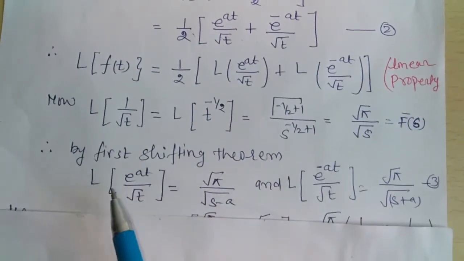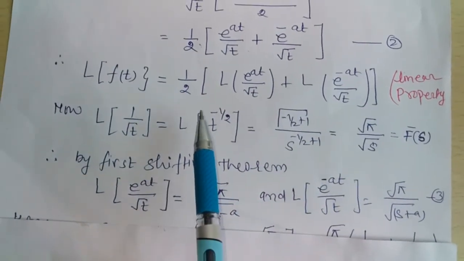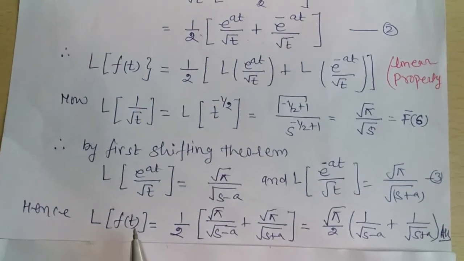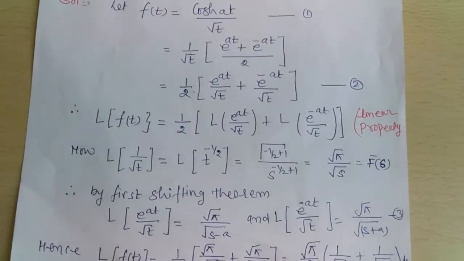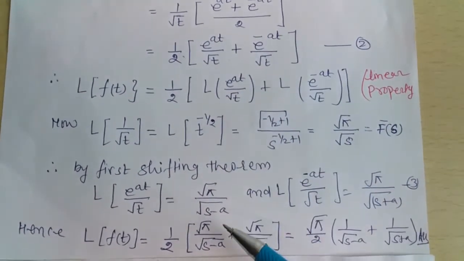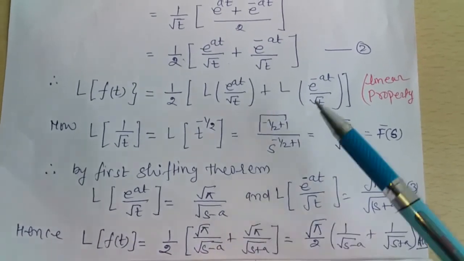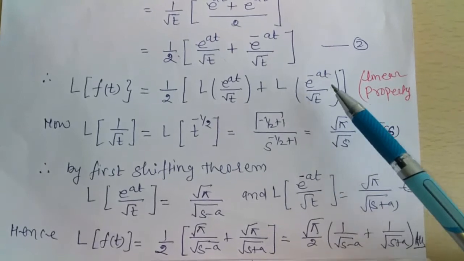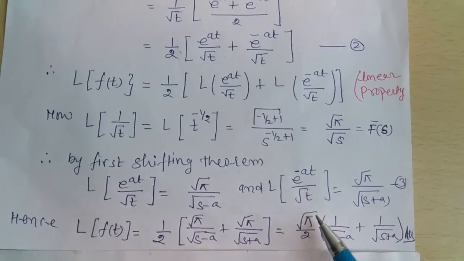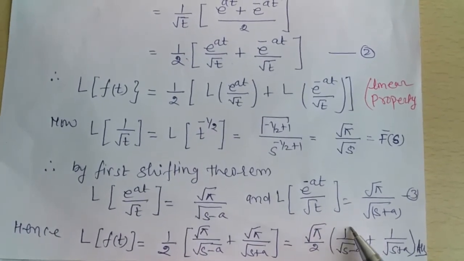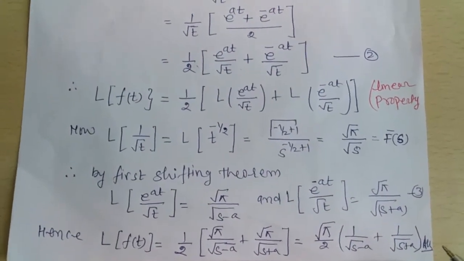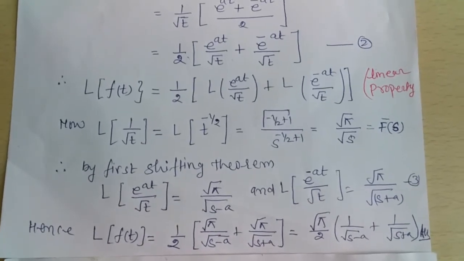Now putting these values in this expression, we get the Laplace transform of f(t), that is the Laplace transform of hyperbolic cos at upon root t, is 1 by 2 [root pi by root (s minus a) plus root pi by root (s plus a)]. So root pi is common, and finally we get root pi by 2 into [1 upon root (s minus a) plus 1 upon root (s plus a)]. So this is the Laplace transform of hyperbolic cos at upon root t.